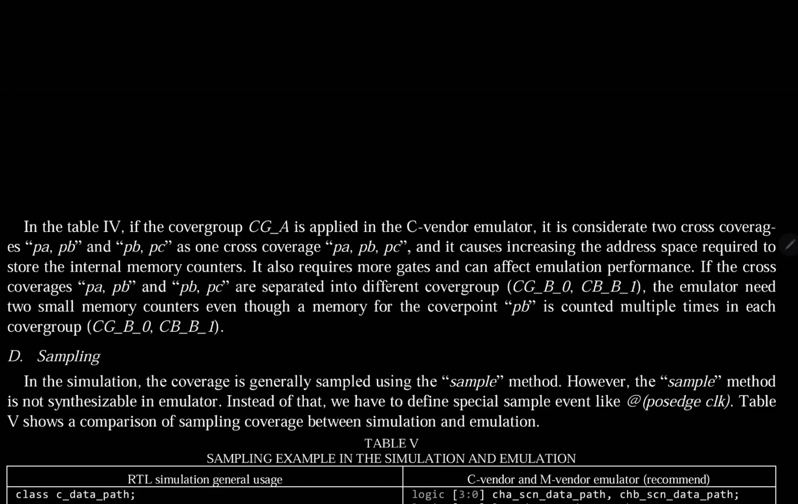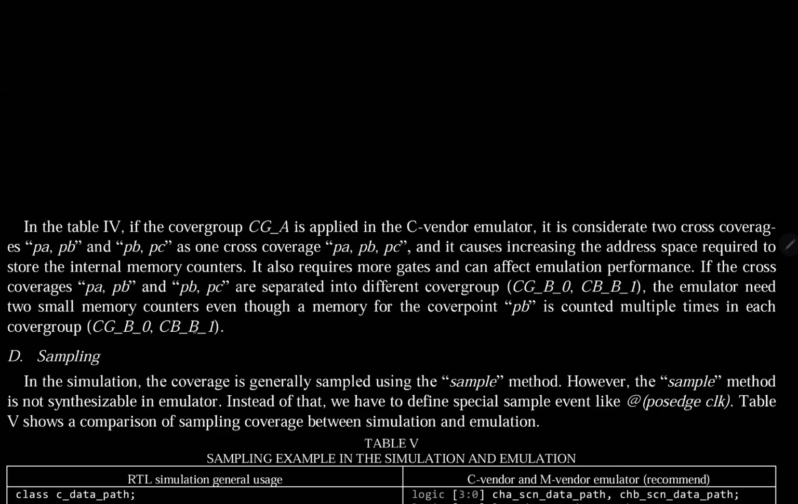After cross coverage PA, PB, and PB, PC are separated into different cover groups, CG_B_0, CG_B_1. So the emulator needs two small memory counters, even though a memory for a cover point PB is counted multiple times in each cover group.